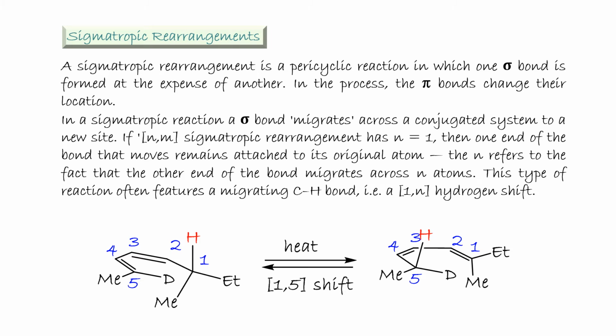A sigmatropic rearrangement is a pericyclic reaction in which one sigma bond is formed at the expense of another. In the process, the pi bonds change their location. In this equation below, we have a carbon-hydrogen bond, and this hydrogen will move from carbon 1 to carbon 5 upon heating. Notice that the migration of the hydrogen occurs on the same face.